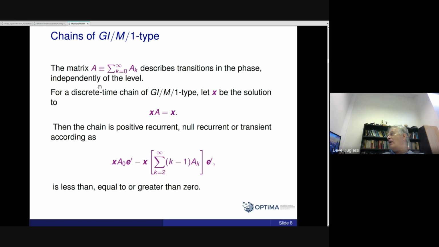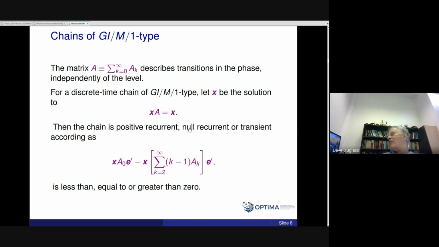And so that is a discrete time Markov chain, and it doesn't actually have to be irreducible, but it does have to be made up of irreducible classes. And we're going to make the assumption that it is irreducible. So let's let X be the solution to XA equals X, which you can think of as the stationary distribution of phase, if you ignore the level.